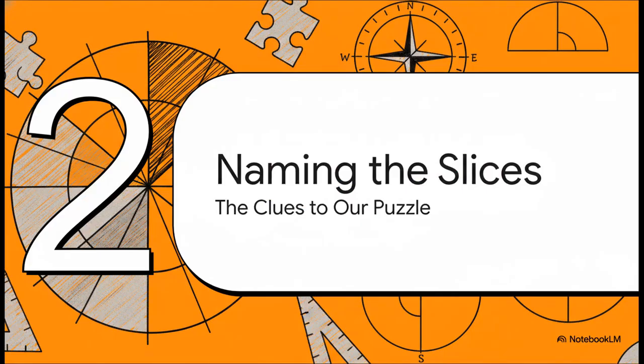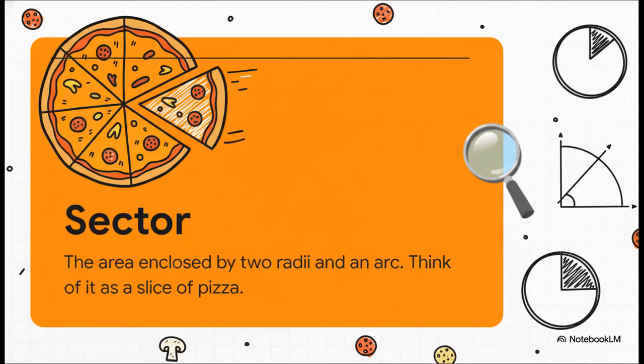See, to solve our puzzle, we've got to have the right vocabulary first. As soon as we can name these shapes, we can measure them. And it turns out there are really just two key terms we absolutely need to get down. So first up is the sector. A sector is simply the area of a circle that's trapped between two radii, that's two straight lines from the center to the edge, and the curved arc that connects them. Honestly, the easiest way to remember this, it is a perfect slice of pizza.